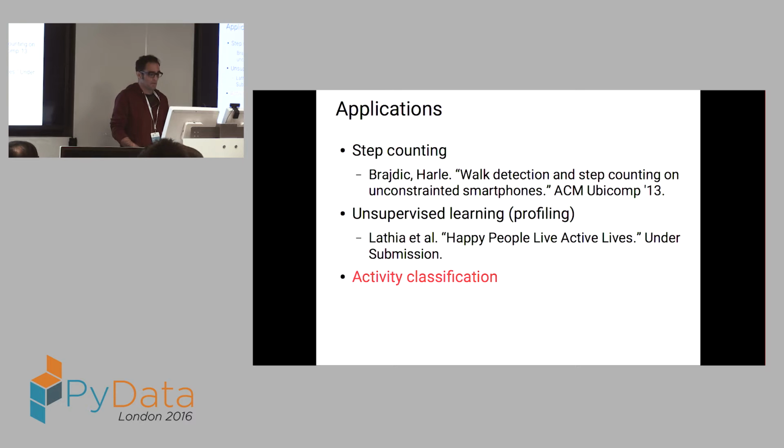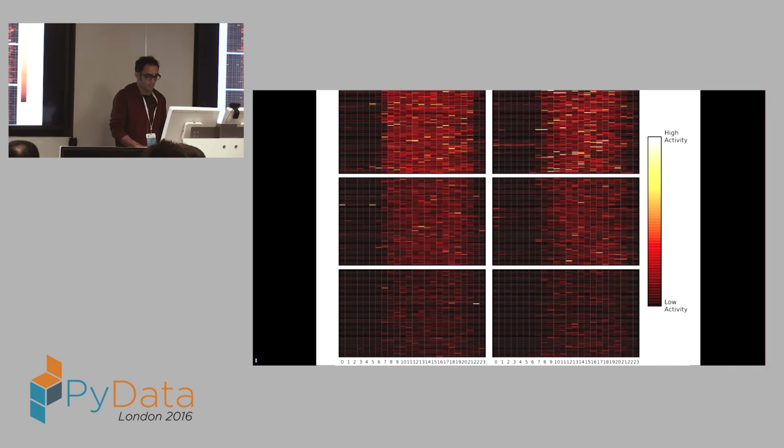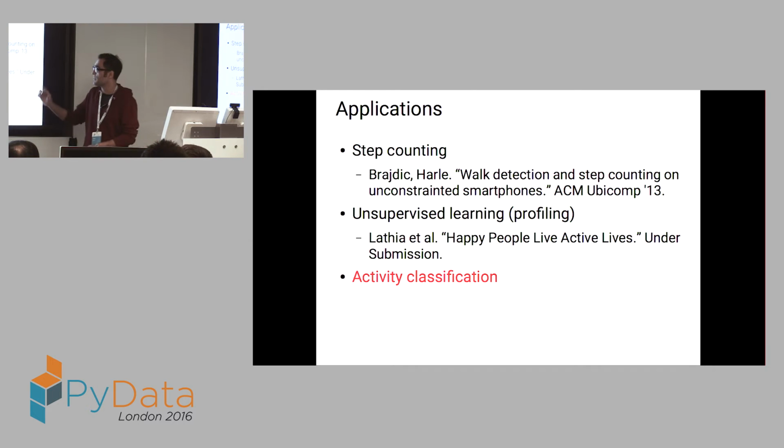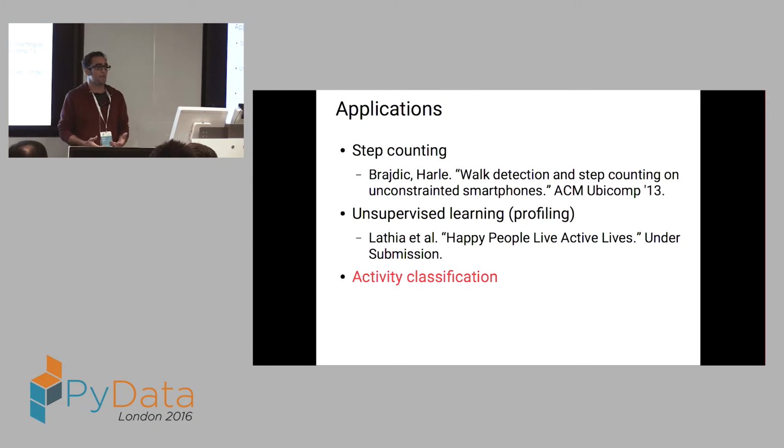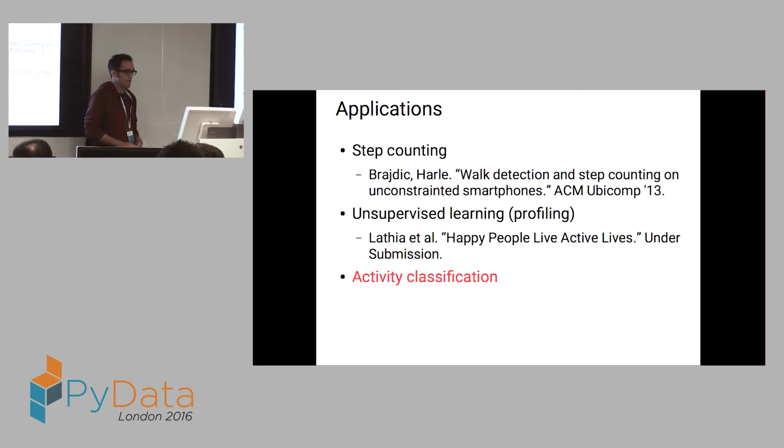So what can we do with this data? Well, there are 3 things, and I'm going to focus on one, but I'll quickly mention the other 2. The first one is step counting. So you can just count how many steps a person is taking. That's really an exercise in figuring out where steps happen in the data, and maybe even figuring out that the person is taking steps in the first place. There's a great paper that was published a few years ago about that.